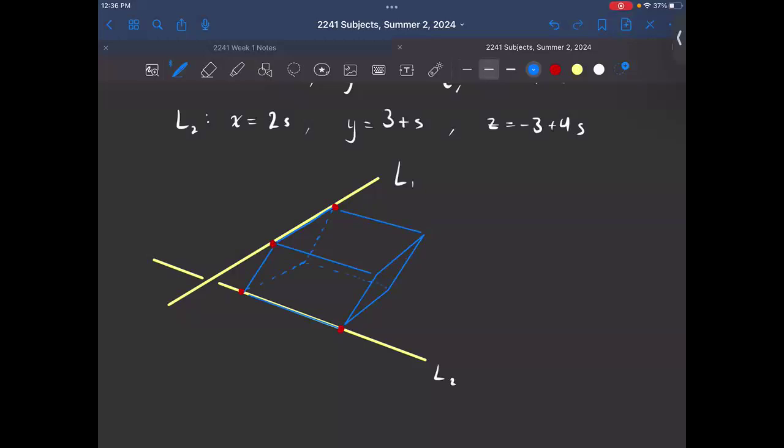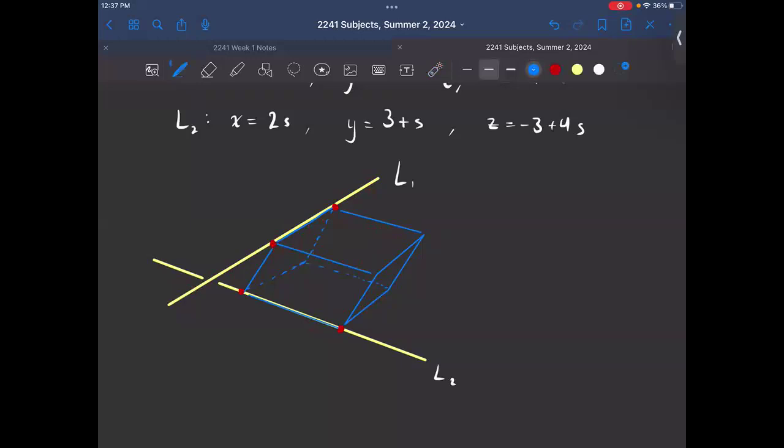Now this guy, the top and bottom are parallel in a parallelepiped. So L1 is in that top plane and L2 is in that bottom plane. So if we can find the equation of one of these planes and a point on the other plane, then we're golden. We can just use the method we used in the previous problem.